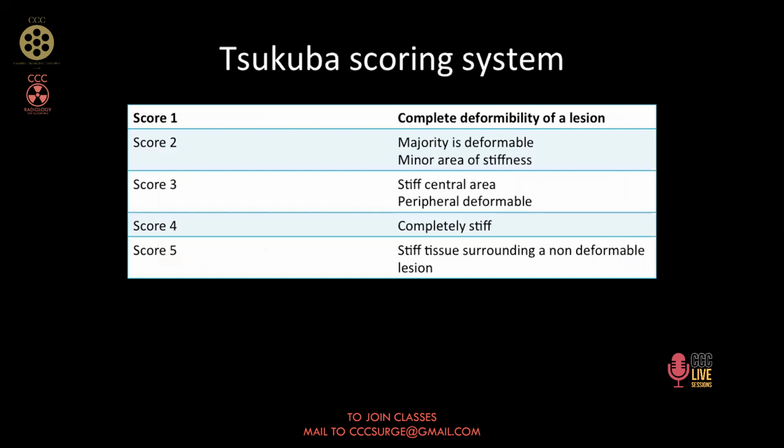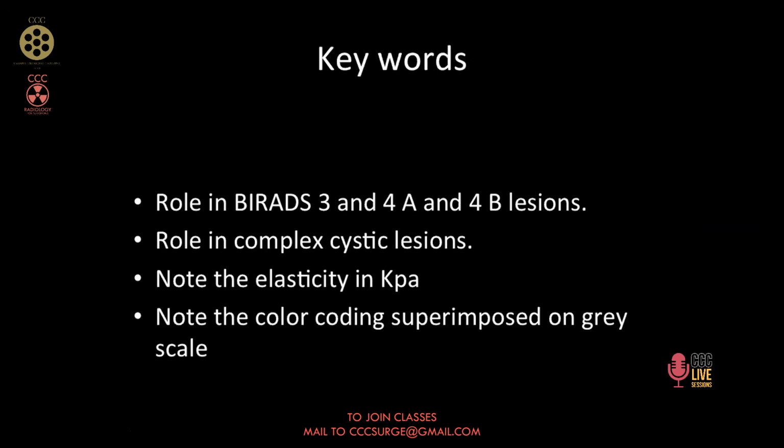Again, it has now started to go into a malignant lesion. It is completely stiff. It is a malignant lesion. It is completely stiff with the surrounding area showing a non-deformable lesion. That means there is an intense, as I said, desmoplastic reaction around it, and this can be nothing but a malignant lesion. So the keyword is that the role of elastography is in BIRADS 3, BIRADS 4A and 4B lesions, and not routinely in all lesions.